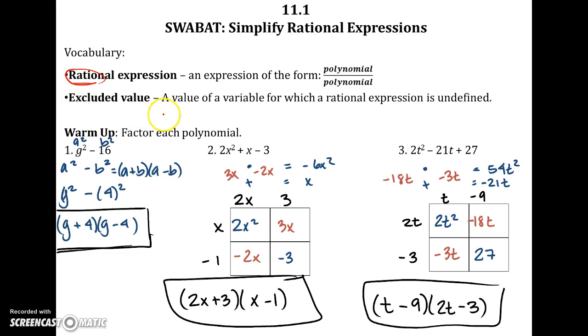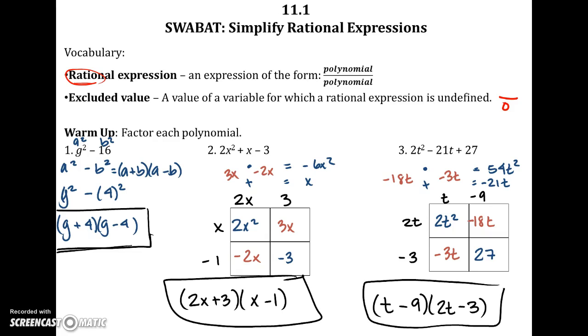An excluded value is a value of a variable for which a rational expression is undefined. So if you think about it, fractions are undefined whenever you have 0 in the denominator. The numerator could be anything that it wants to be, any polynomial actually, but the denominator cannot equal 0.